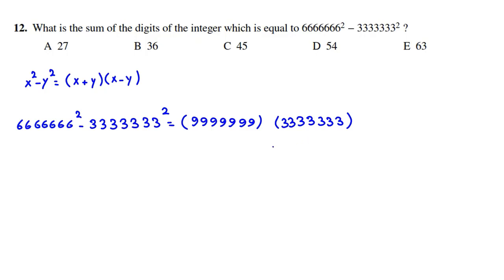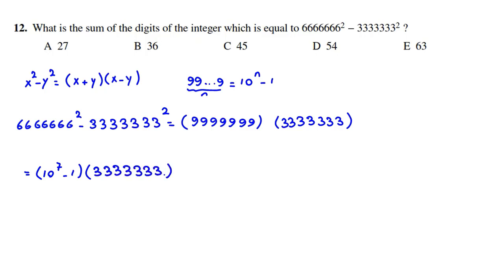Okay, now we have a formula, or sometimes we have, for example, dot dot dot. For example, 999, n nines, or n threes, something like this. We can write it as 10 to the power of n minus 1. So we can write it as 10 to the power of 7 minus 1 times 1234567. This idea, we call it star.